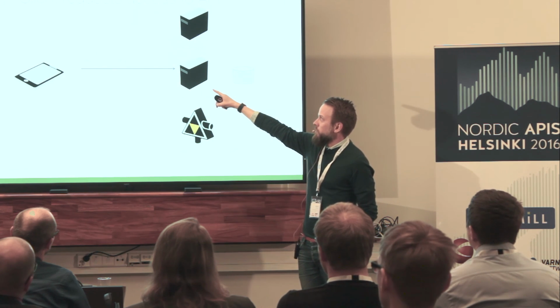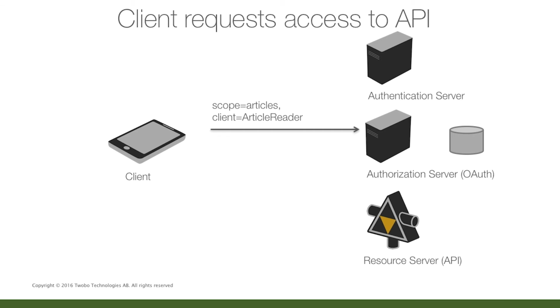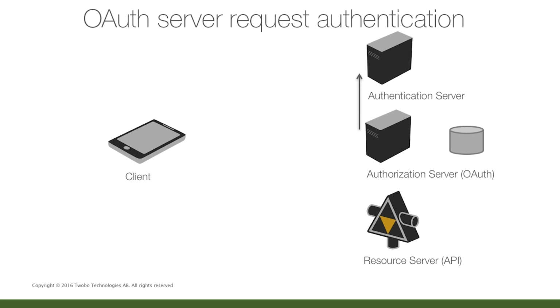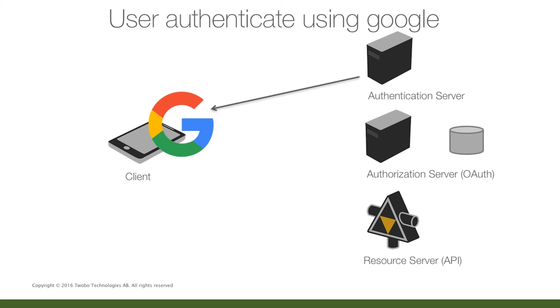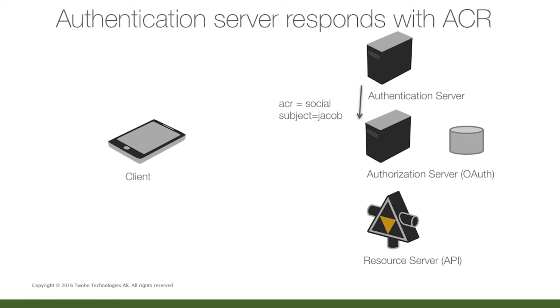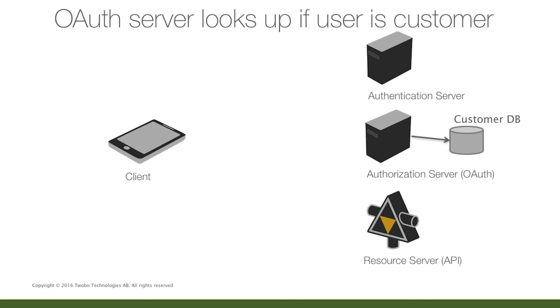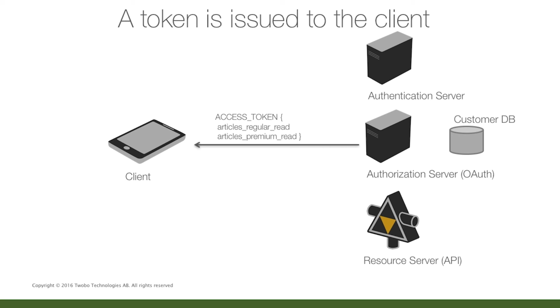So we're sending that we want some articles, and we're an article reader. And then the OAuth server says, cool, but authenticate the user. The user authenticated with Google. Something popped up, it single signed on, boom. The authentication server bundled this together and said, that was social, nice, the user is Jacob, good. The authorization server now needs to check, well, is Jacob a customer? I know it's a social ID, and can I map that to anything? Well, luckily, it could. So then it can decide, okay, let's issue articles regular read and articles premium read as the scopes.